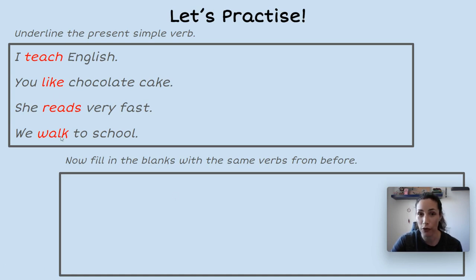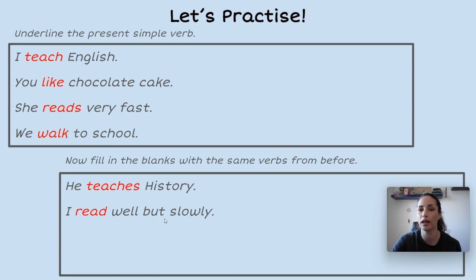Now we're going to use these four verbs: teach, like, read, walk. So what we're really using is to teach, to like, to read, and to walk. We're going to use those verbs to fill in and complete these next four sentences down here in the second exercise. Fill in the blanks with the same verbs from before. So we had he blank history. What does he do? He teaches history. And this is what we were talking about before, that S, in this case, that ES. He teaches history.